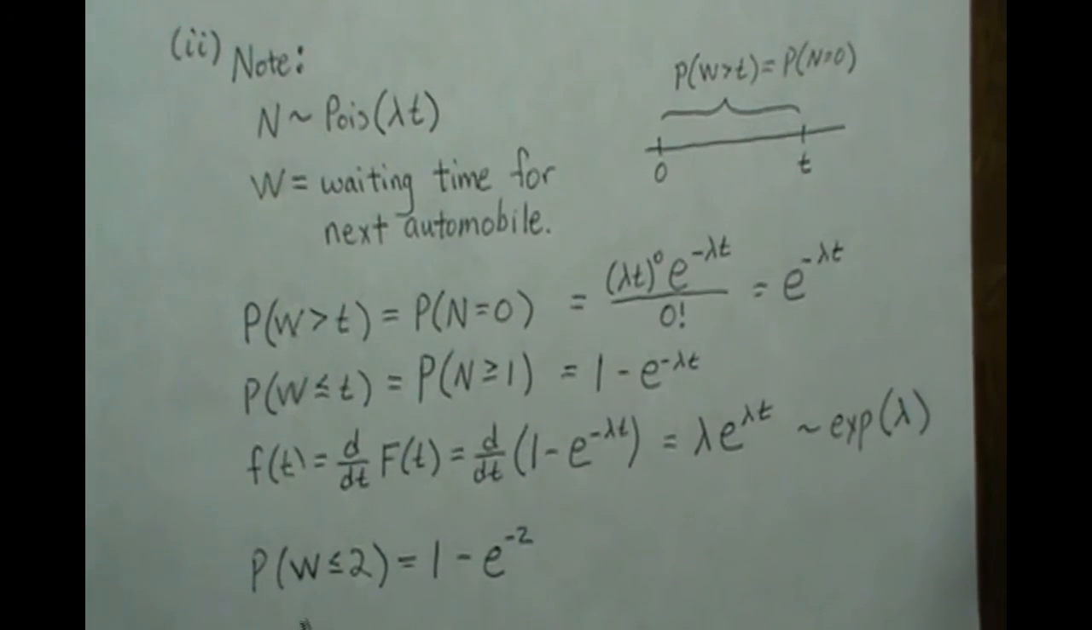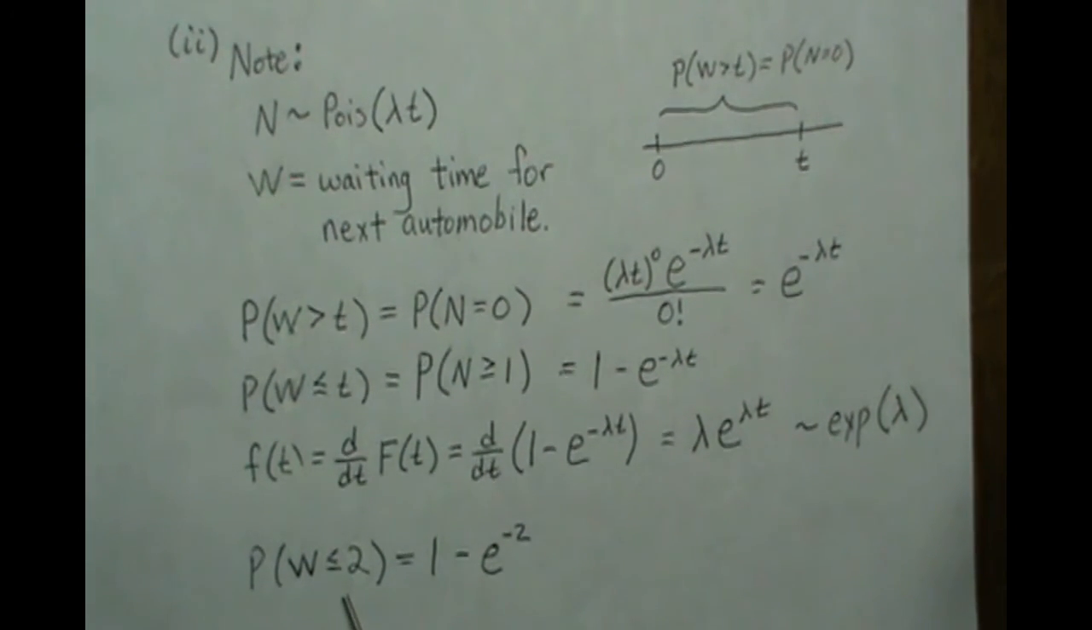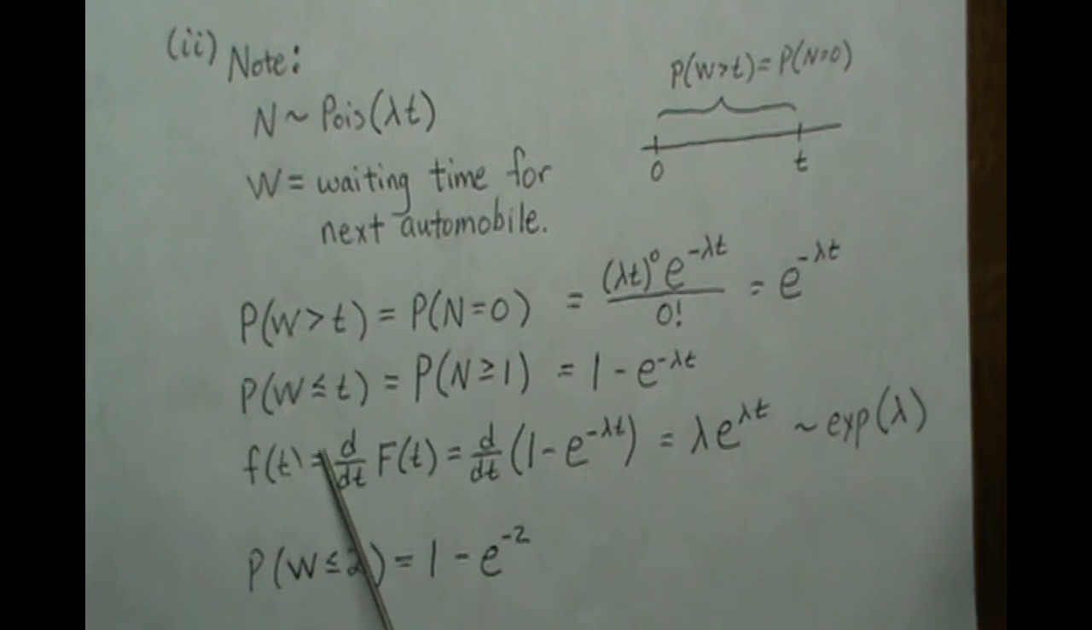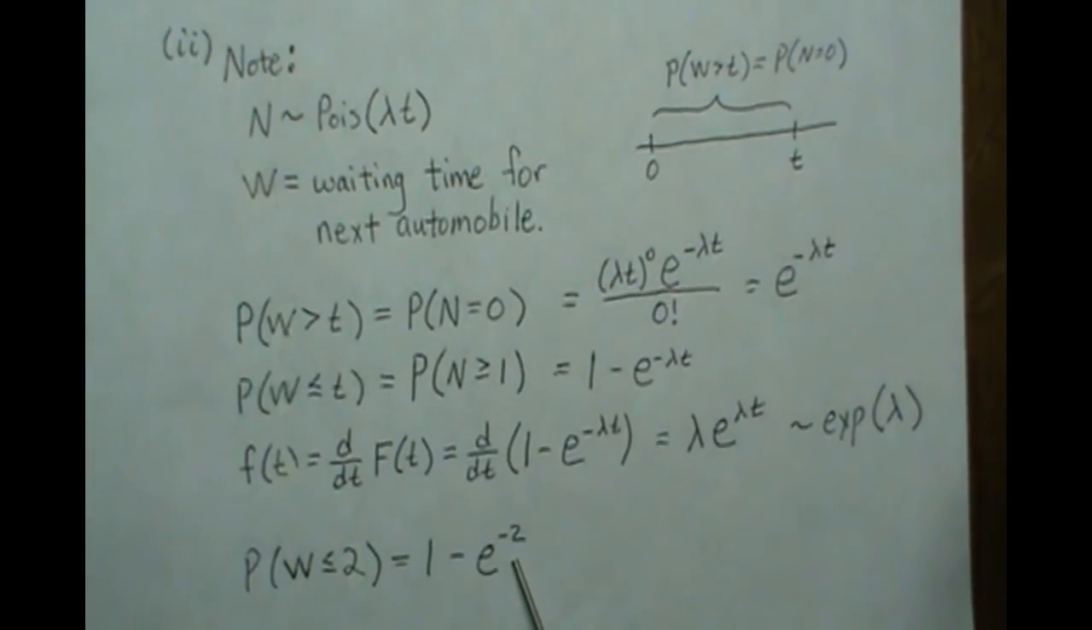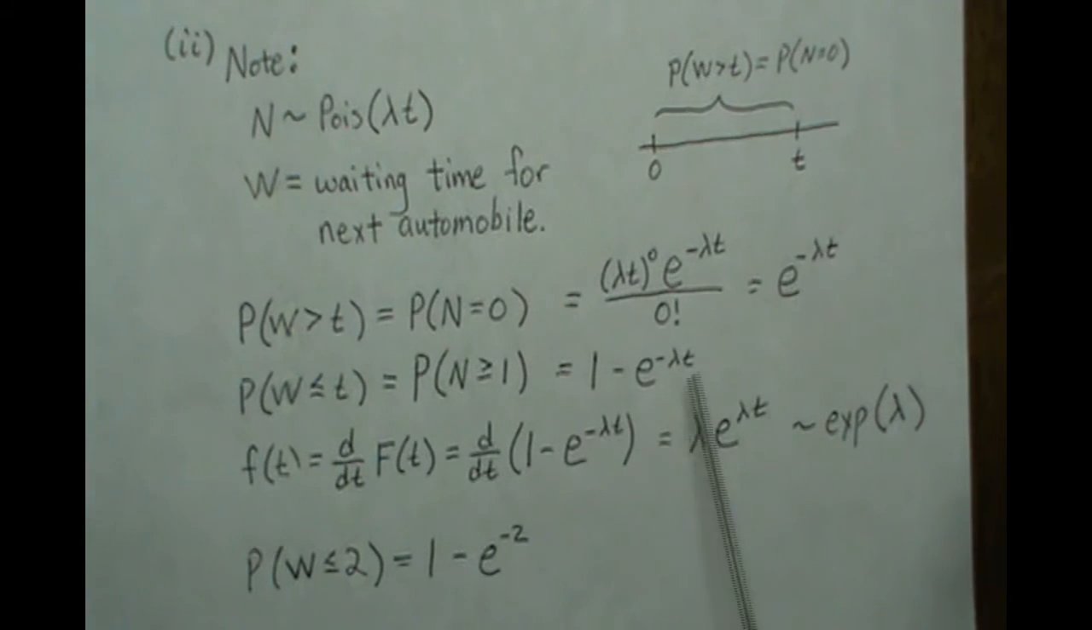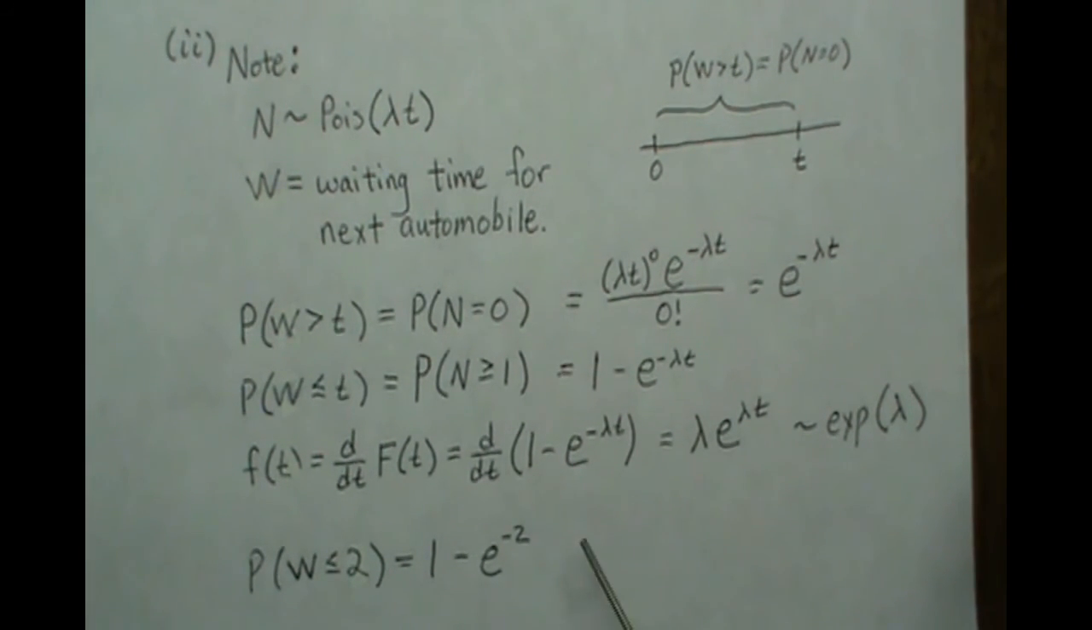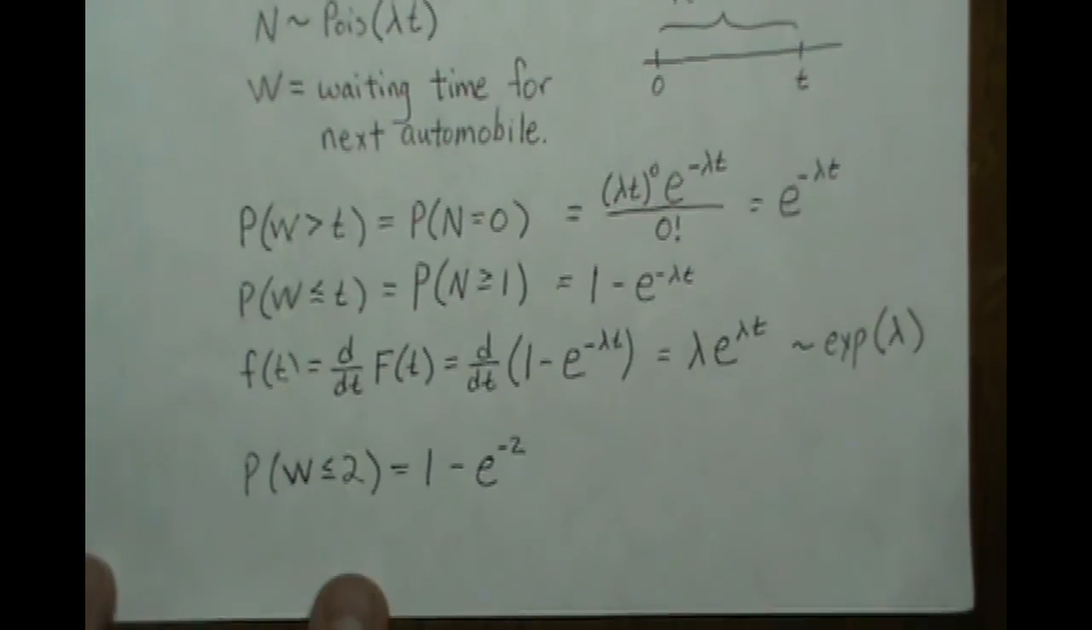Now the probability that the wait time is less than or equal to 2: we plug in 2 here, because our mean number of events is 2, and we get the same answer as before.